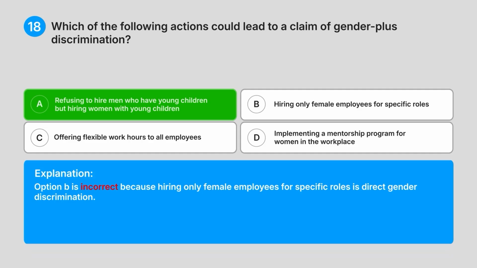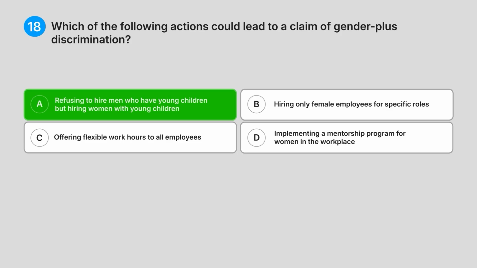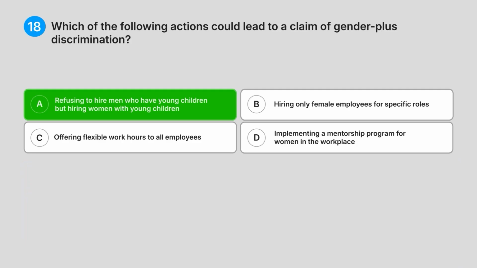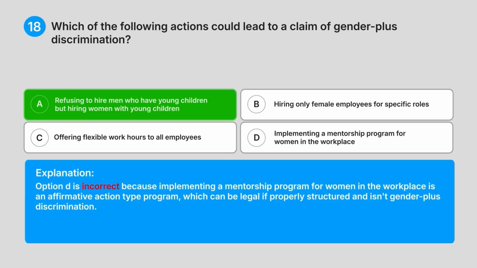Option B is incorrect because hiring only female employees for specific roles is direct gender discrimination. Option C is incorrect because offering flexible work hours to all employees is a general policy and does not inherently discriminate. Option D is incorrect because implementing a mentorship program for women in the workplace is an affirmative action type program, which can be legal if properly structured and isn't gender plus discrimination.